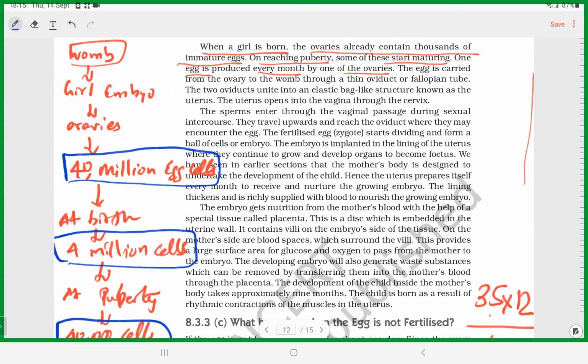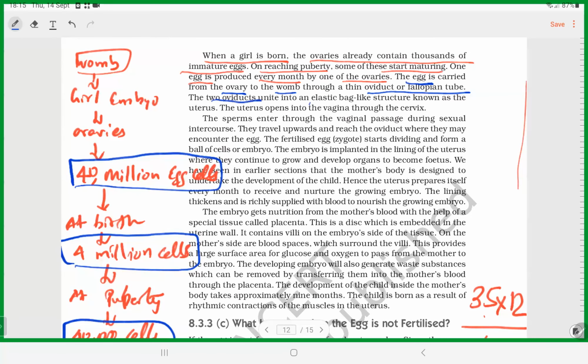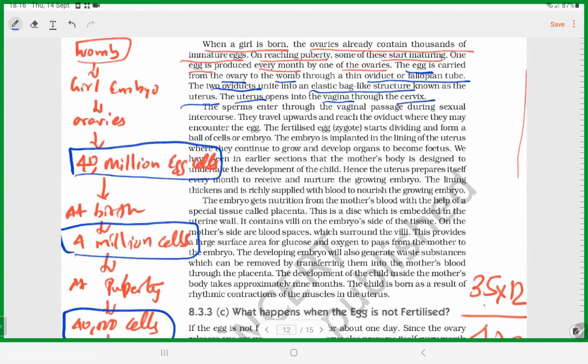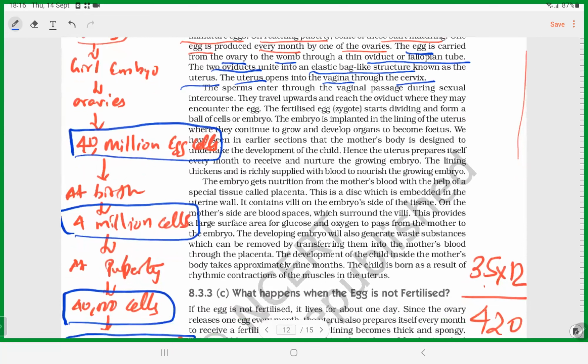Now, the egg after production from the ovary reaches the womb by the oviduct called the fallopian tube. There are two fallopian tubes that lead to the uterus. The uterus is a bag-like structure, and it opens into the vagina through the cervix. That's what we studied. The different components will be numbered, that is what is given here.